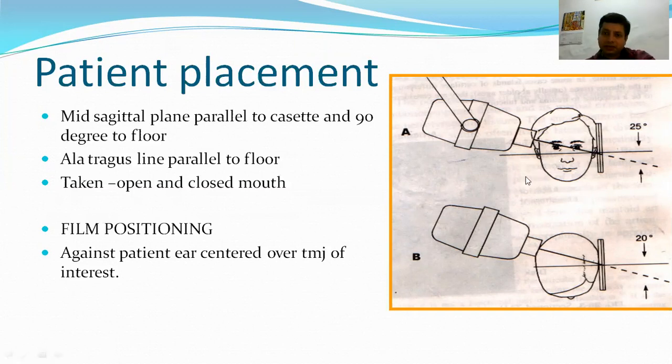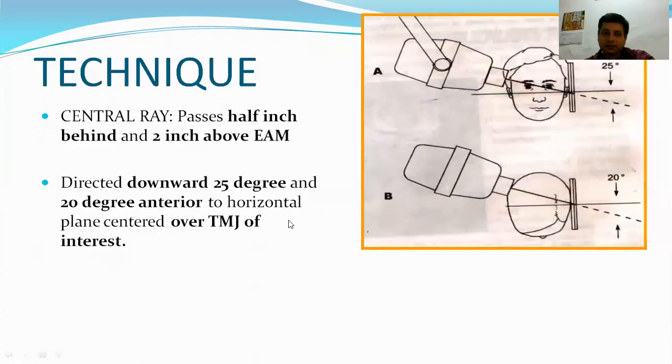Open mouth position, if you want to look for the range of mandibular movement, condylar movement, you have to go for open mouth position. Coming to the next, film positioning. How to position the film? Film has to be placed against the patient's ear, centered over the temporomandibular joint of interest. Means if you want to take on the right side of TMJ, you have to place the X-ray film centered over the right side temporomandibular joint.